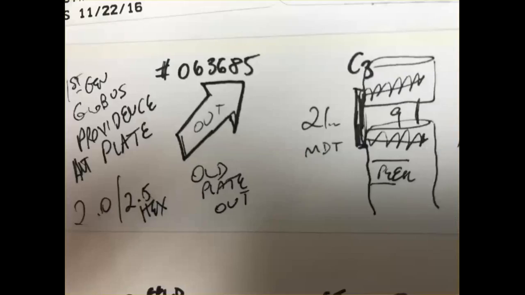So these are just my notes from the surgeries. I took the old plate out. It was a Globus Providence anterior plate, first generation. And I had to use a 2.0 and 2.5 hexagonal screwdriver. These are just my notes, so if I ever have to do it again, I know. And then I fused C3, C4 with a 9mm allograft and a Medtronic plate and screw system. And I want to show you the fusion.